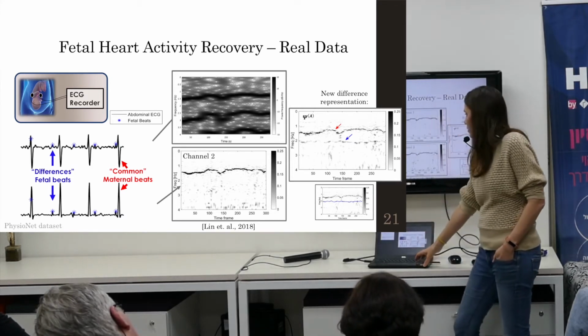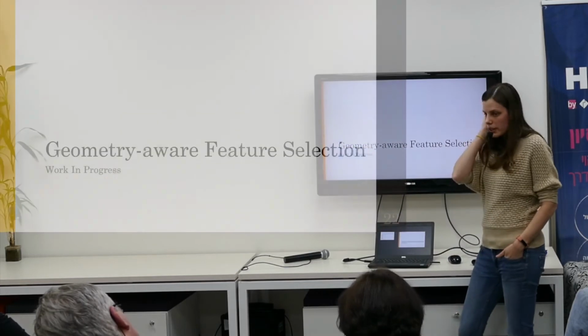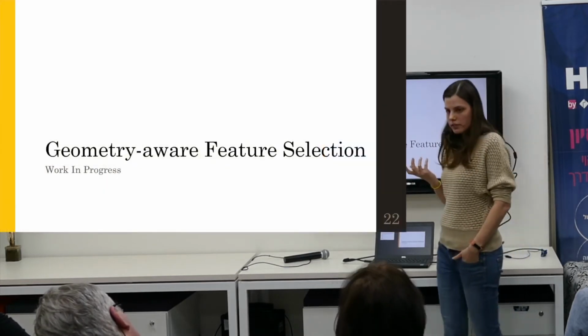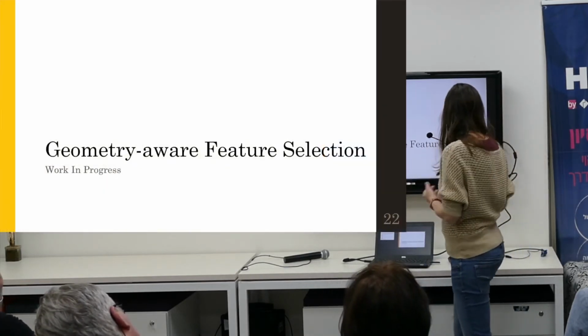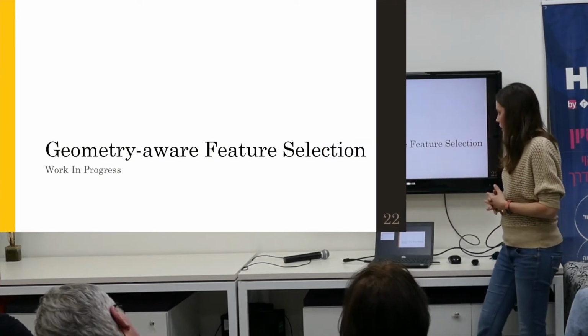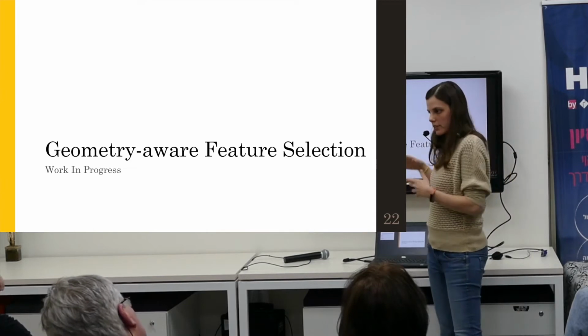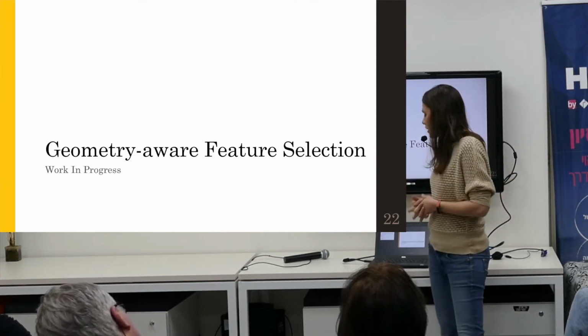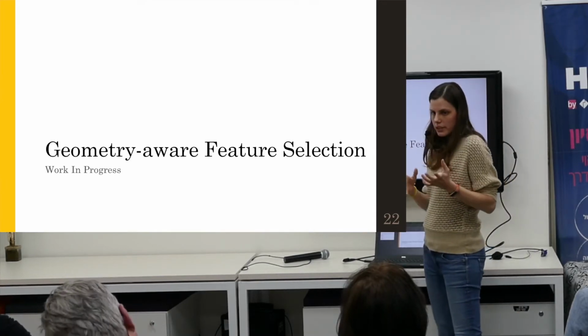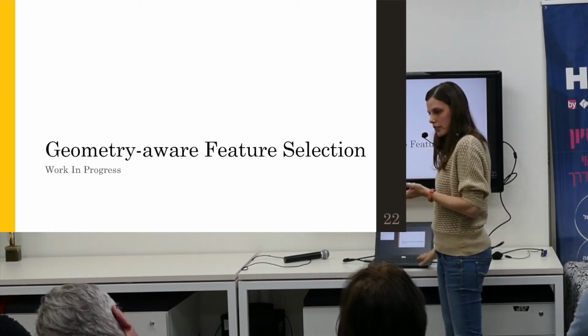Okay, so this was our recent work, and now I'll present a small extension of this work to a different application, which is the geometry-aware feature selection. We are currently working on it, so it's just initial results. And what we did is we used the difference revealing operator for feature selection.